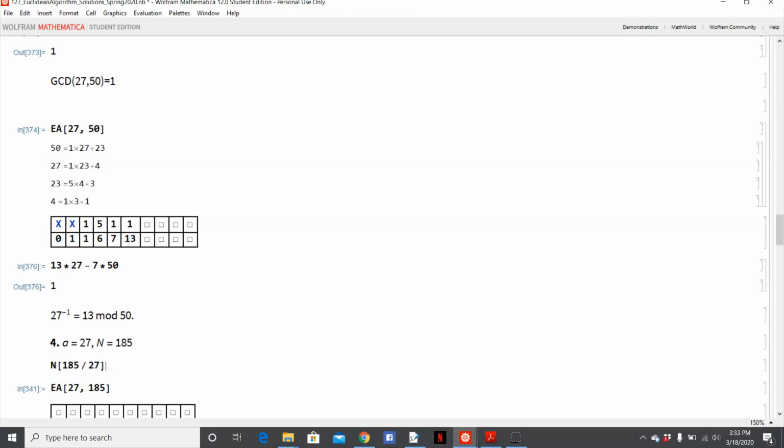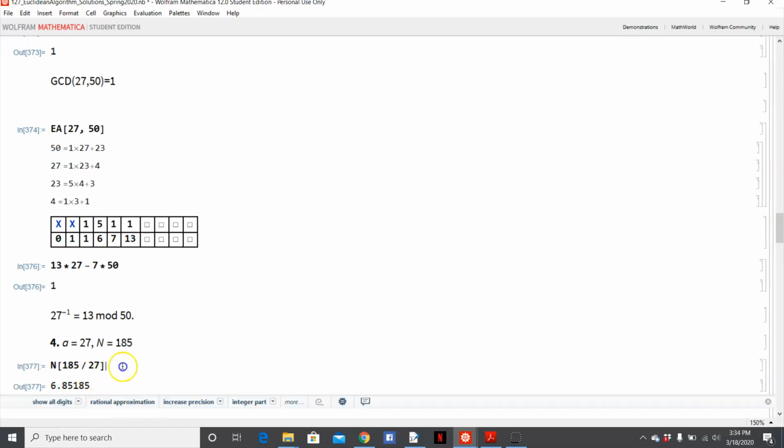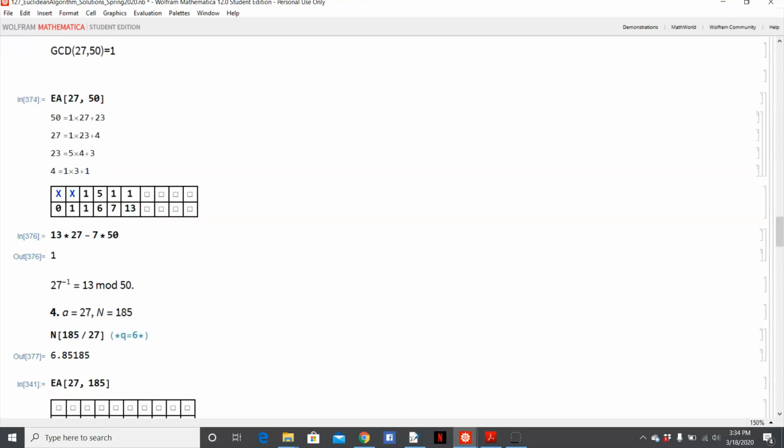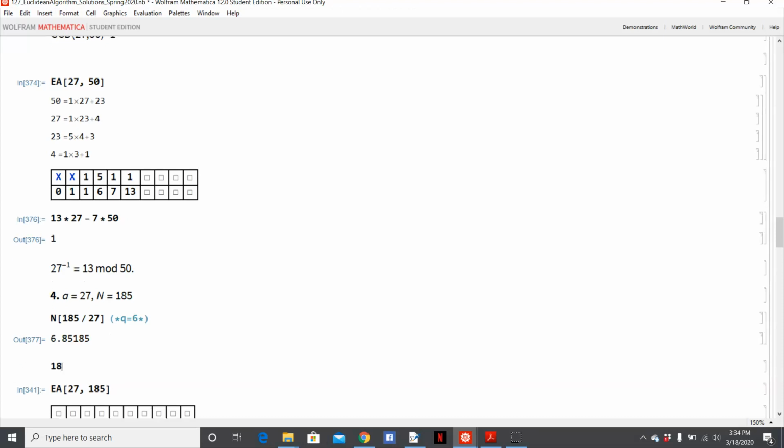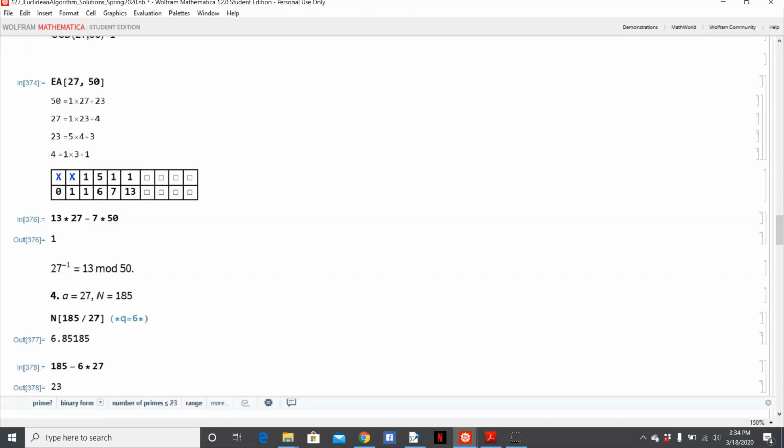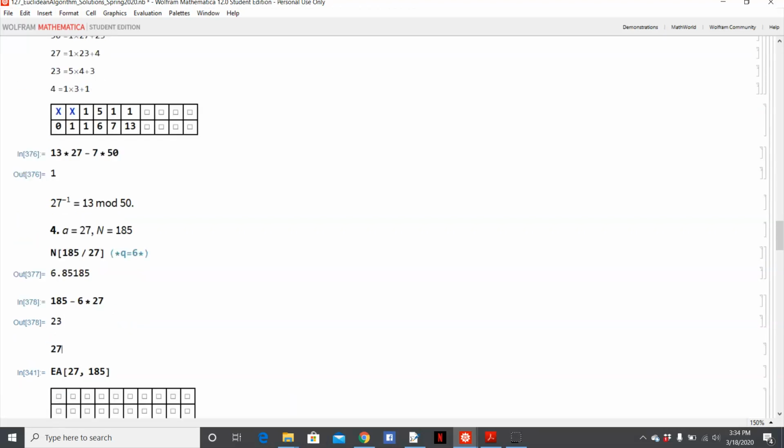I will divide by 27, and I get that. I'm just going to make a note of the quotient. If you're wondering why I'm using this asterisk and parenthesis, it's so that Mathematica doesn't try to make a computation in the middle of the cell. It treats it as a comment. Then I need my remainder, and I get 23. Now I take 27 and I divide it by 23.